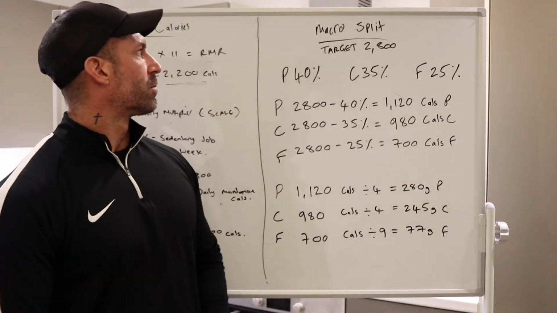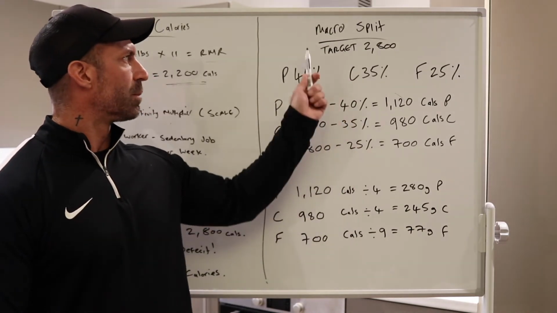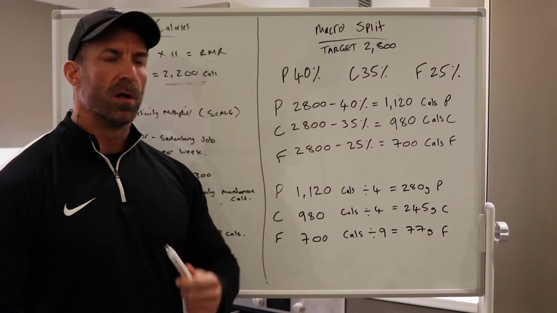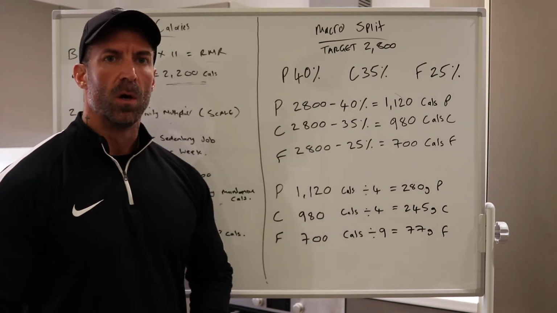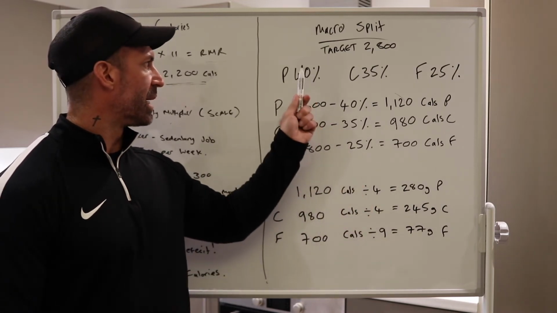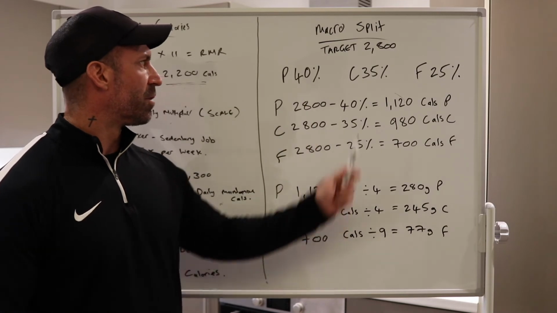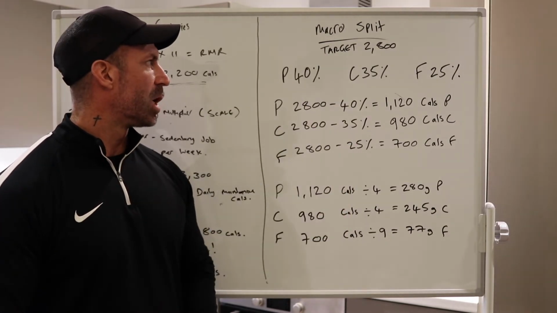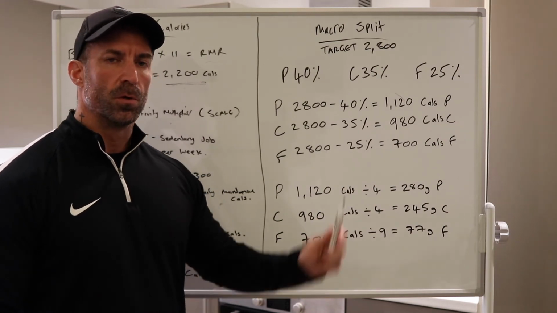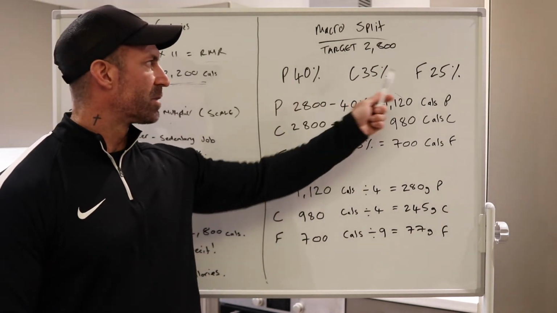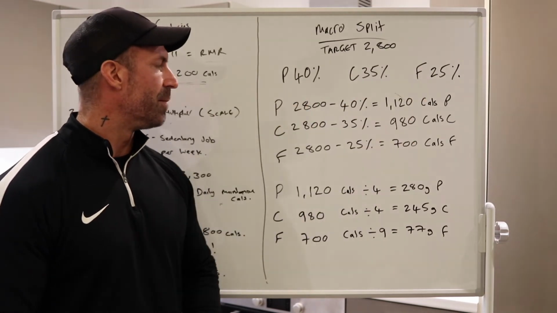So looking at our macro split, we have our target of 2,800. Now we need to put that into a split. The split that I prefer to use is a 40, 35, 25 split. What this means is that we're going to be getting 40% of our calories from protein, 35% of our calories from carbs, and 25% of our calories from fats. You do not have to choose this split. You could run a 35, 40, 25 split.